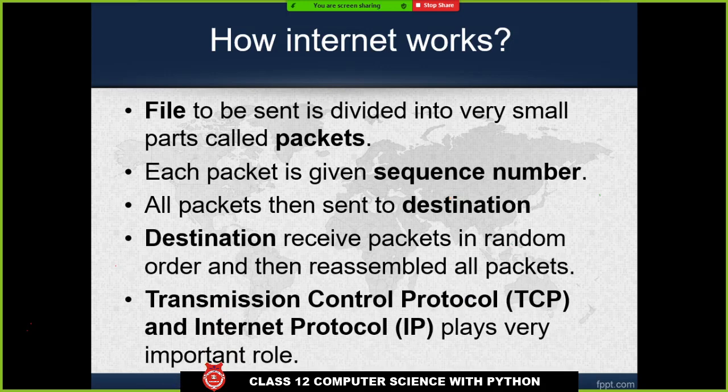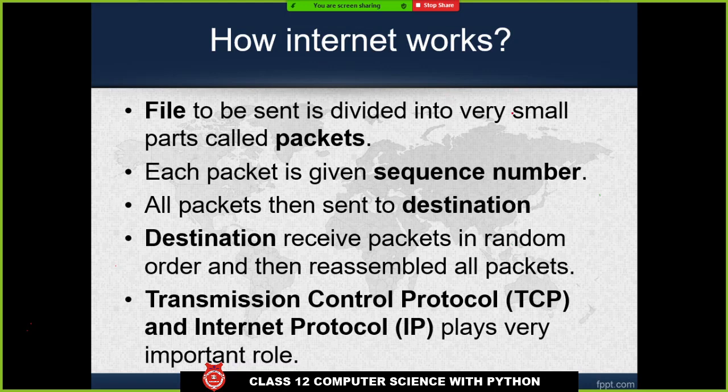Now, do you have any questions so far? It seems no questions. So let me quickly explain how the internet works.